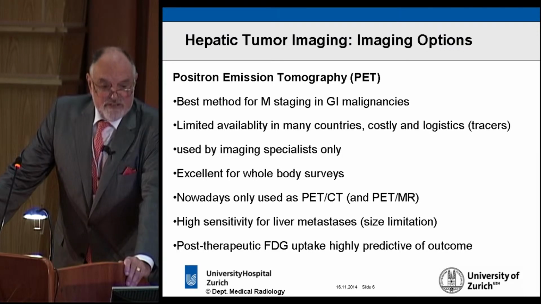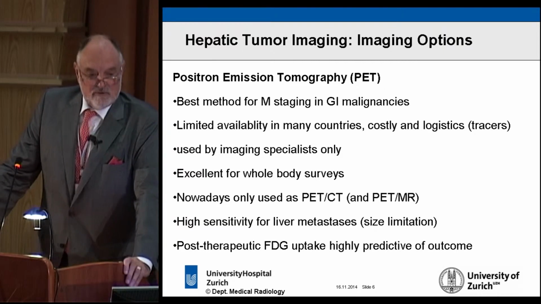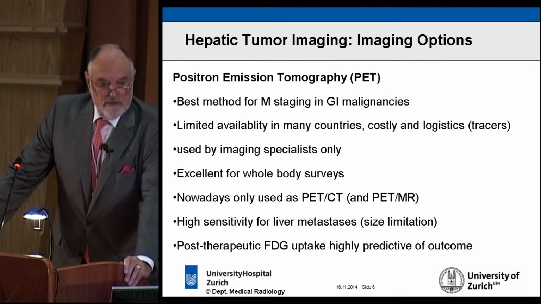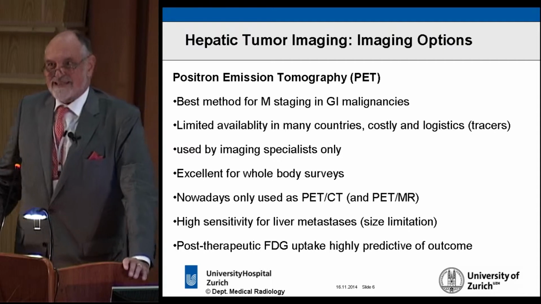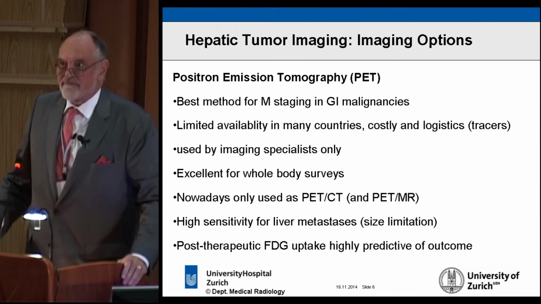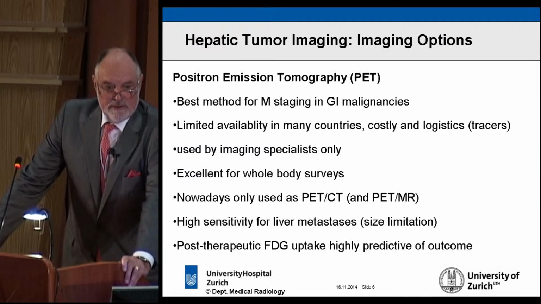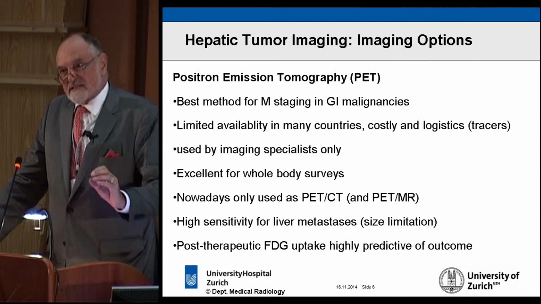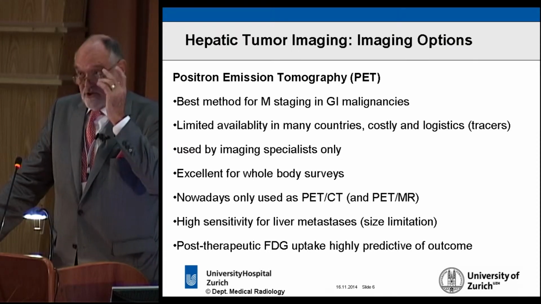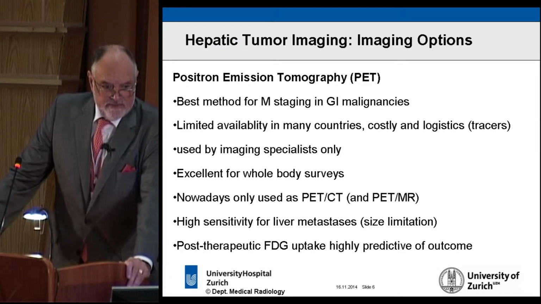It is used by imaging specialists only, and in my opinion, the best thing is if you are doubly trained in nuclear medicine and radiology. It is excellent for whole body surveys, and it is nowadays only used as PET-CT. I mean, you cannot buy a PET scanner anymore because the technology has been so useful. There is a high sensitivity for liver metastases, but there is a certain size limitation. Lesions which are smaller than 5 to 8 millimeters may go undetected.